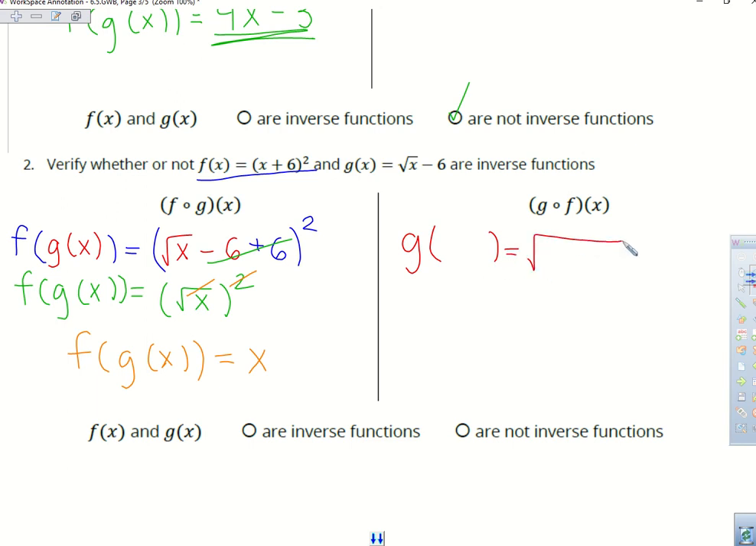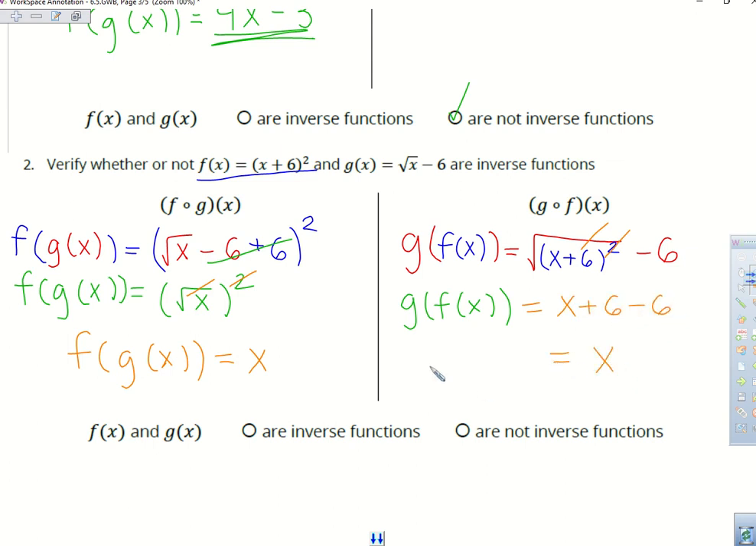We're going to take the g of x function, and now we're going to plug the f of x function into that function. So f of x is going to go into where the x was in the g of x function, as you can see here. Now we're going to treat it as one big function. So what's going to happen with the square and the square root? Cancel out, which leaves me with x plus 6 minus 6, which simplifies to just x. So are they inverses? Yes, they are.